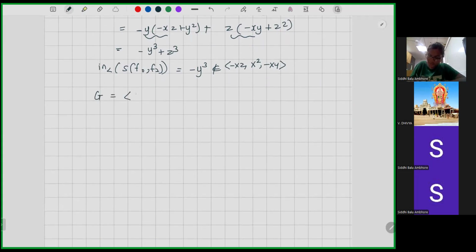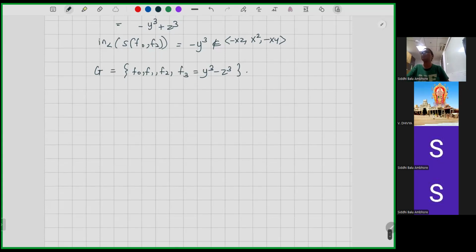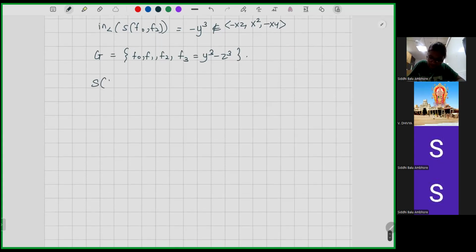So therefore, I have f0, f1, f2, and I take f3 as y cube minus z cube. So far I have this extra term in my Gröbner basis compared to what I had as a generator of my ideal I. And now for the final one, I want to calculate this and check whether the initial term of this S pair belongs to my ideal or not.